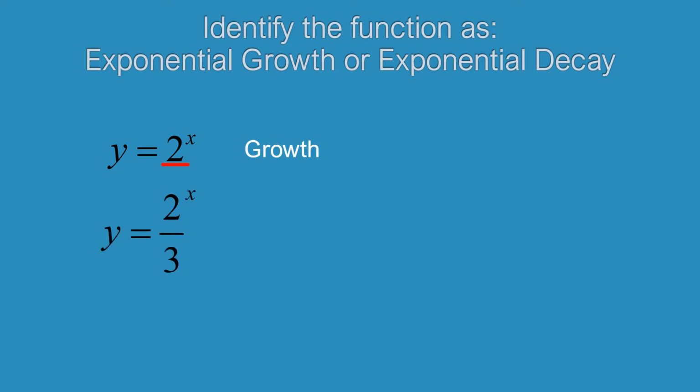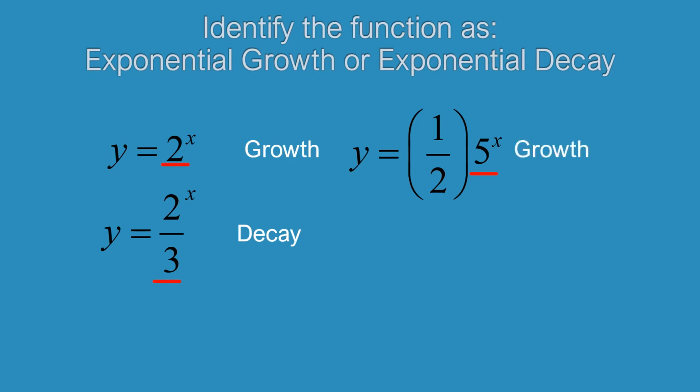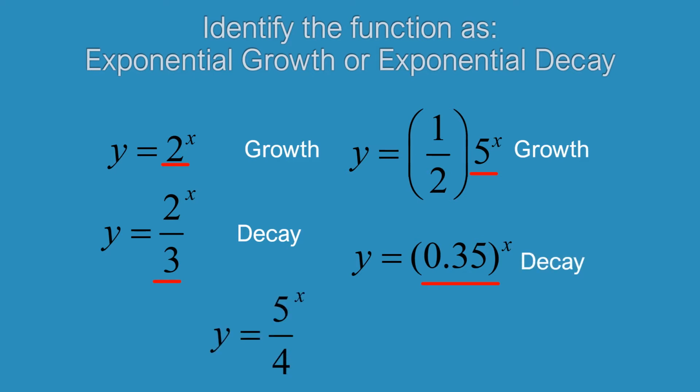Here, y equals 2/3 to the x. The number that is being raised to the exponent, 2/3, is less than 1, so it's decay. Here I have y equals 1/2 times 5 raised to the x. Again, the number that's being raised to the exponent, the 5, is the one that I'm going to look at to decide whether it's growth or decay. 5 is greater than 1, so this would be growth. And y equals 0.35 to the x. 0.35 is less than 1, so that would be decay. And y equals 5/4 to the x. 5/4 is greater than 1, so this would be growth.